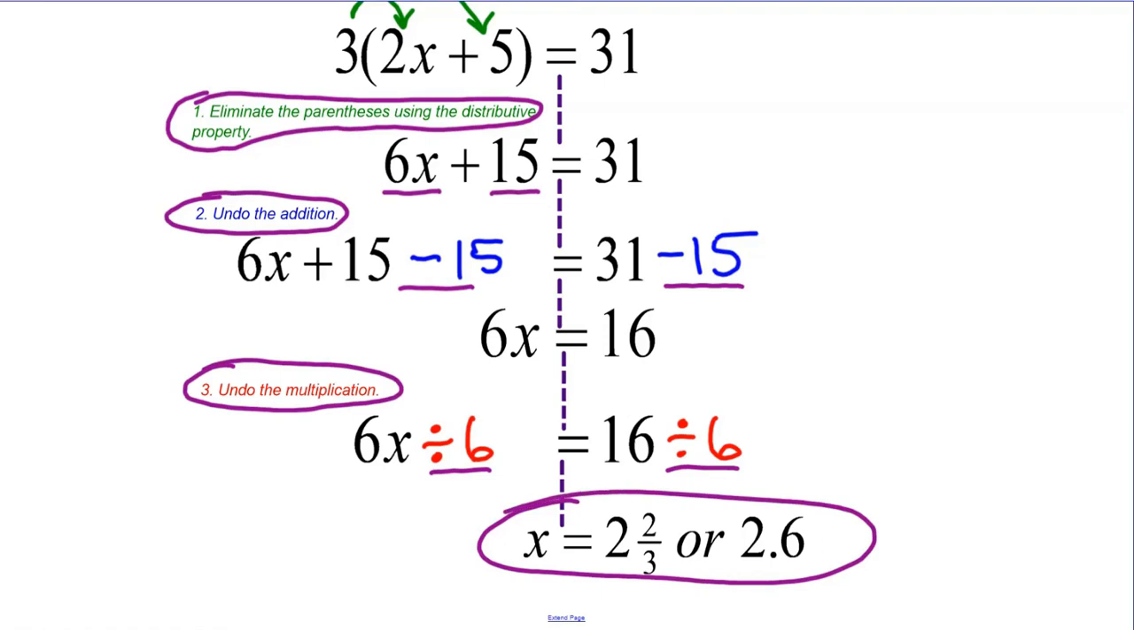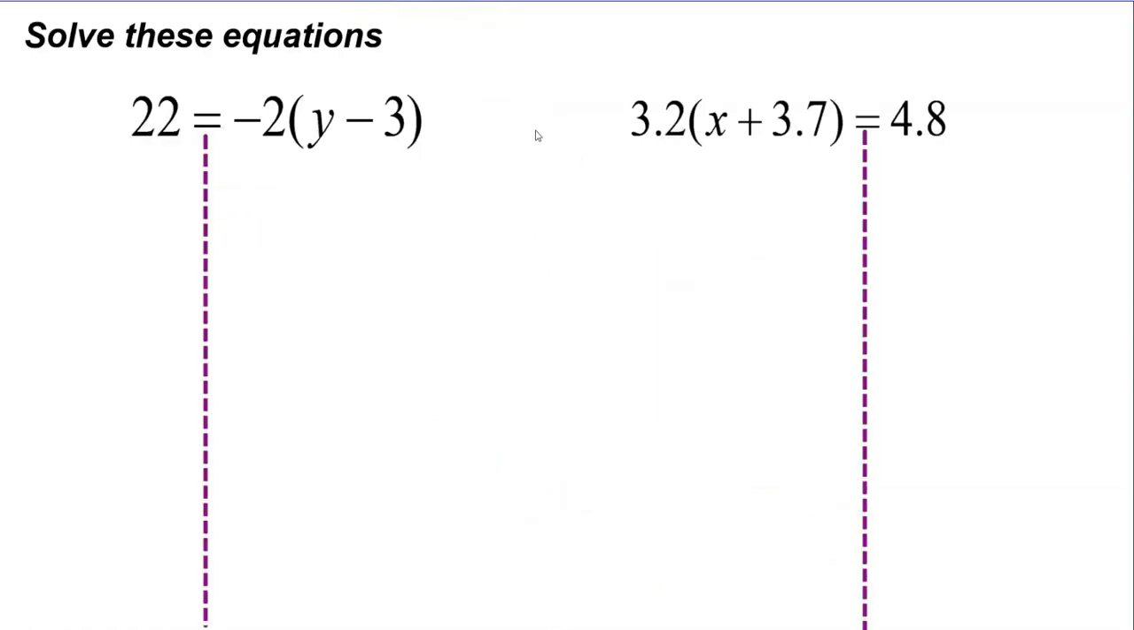And there's my solution. So really introducing one step to what we already know, and that is using the distributive property to eliminate the parentheses. So let's take a look at some examples of solving equations with parentheses.